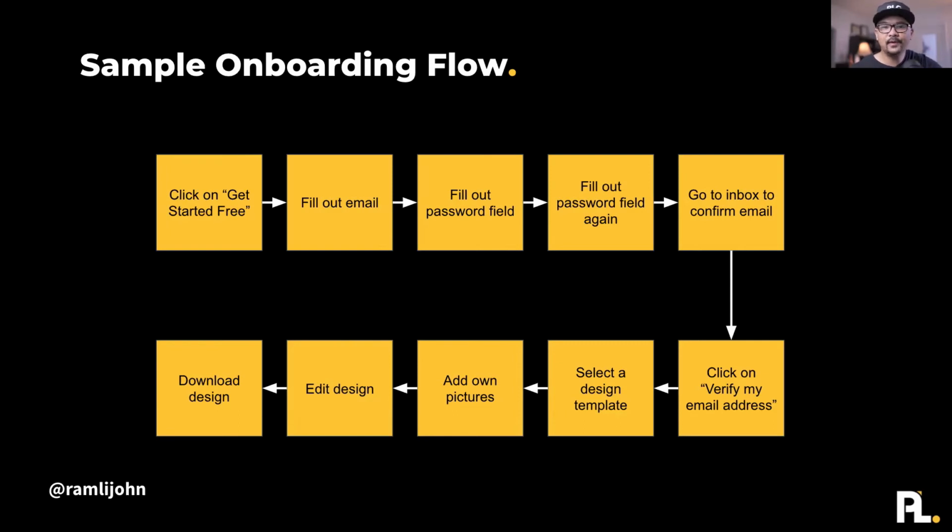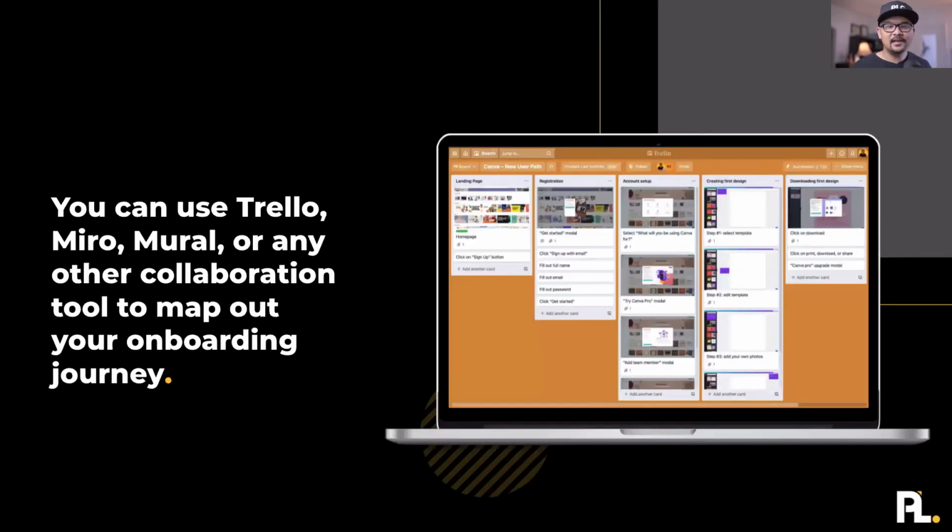One of our clients we worked with had 83 steps all the way from the beginning to the end. Every field, every button click has to be a step or a post-it note. And if you're working remotely with your team, you can use Trello, or Mural, or Miro, anything else that would be very helpful. You want to be mapping out your onboarding and really finding the minimum number of steps users need to take to achieve success in your product.